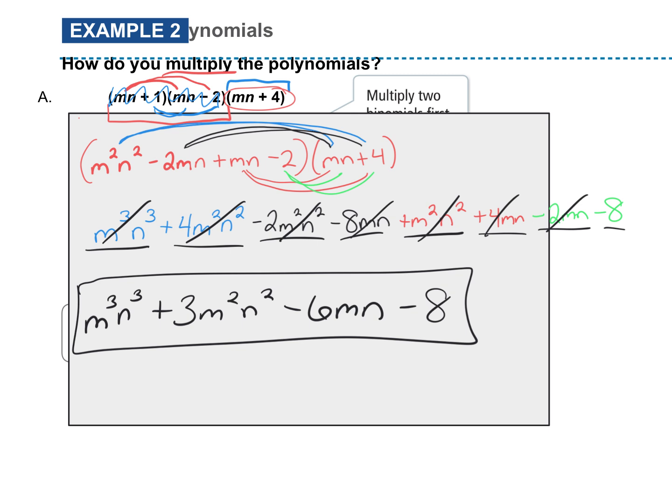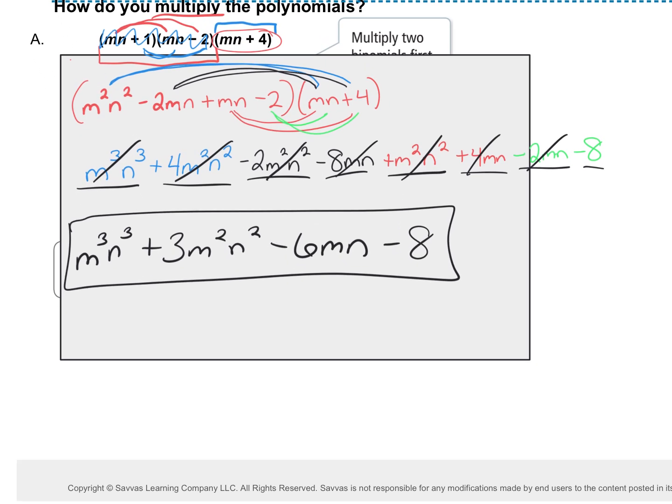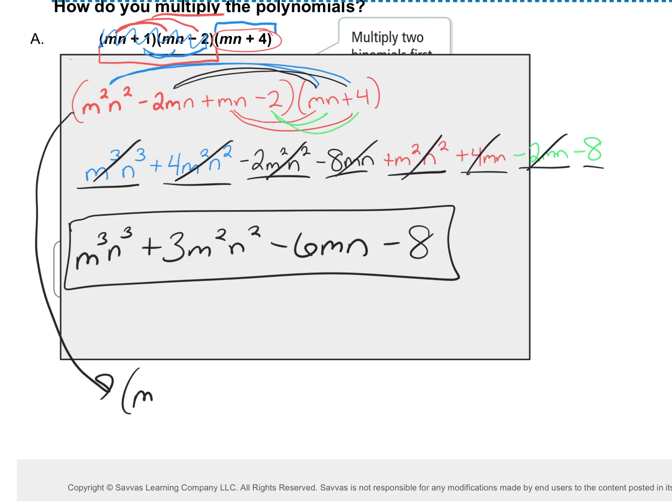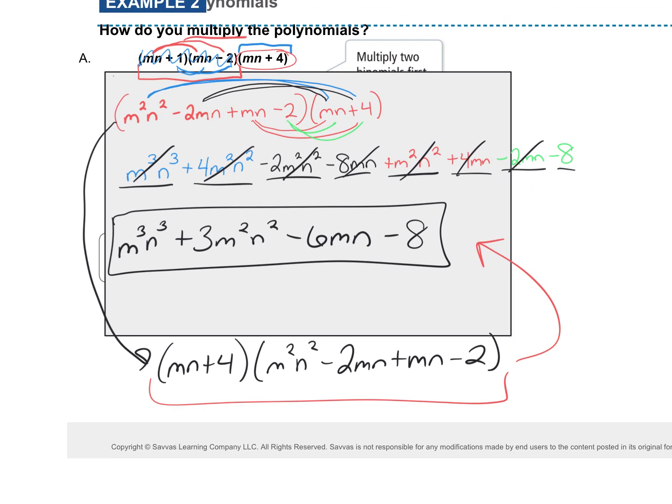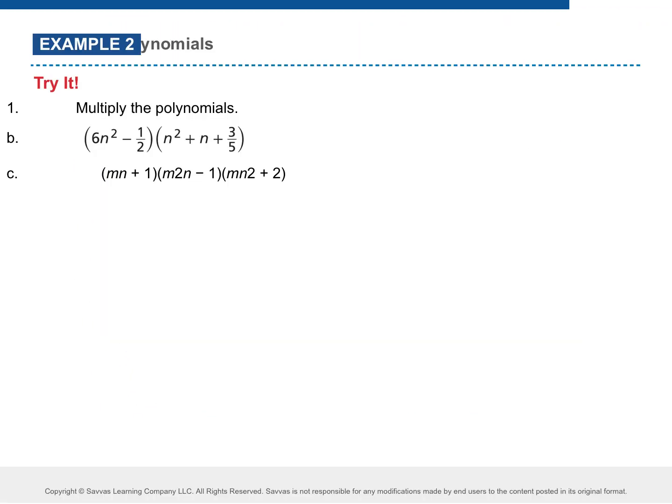Okay, so now what I did there, I know there were three sets of parentheses, but did I do anything different than what I had with two? No, it's just that one extra step. And I like the question that you had. If you would rather it be mn plus 4 times m squared, n squared minus 2mn plus mn minus 2, if you would rather it be in that order, that is fine. You should still get the same answer here.